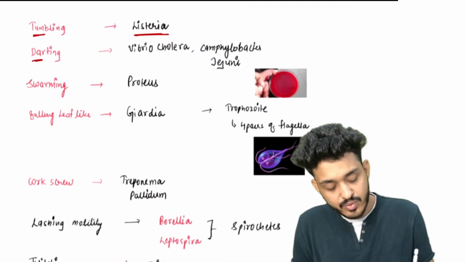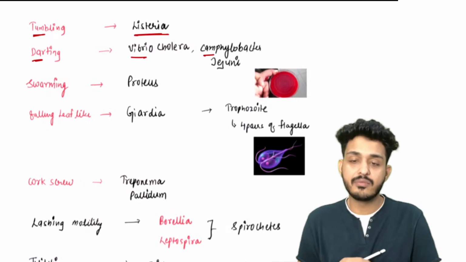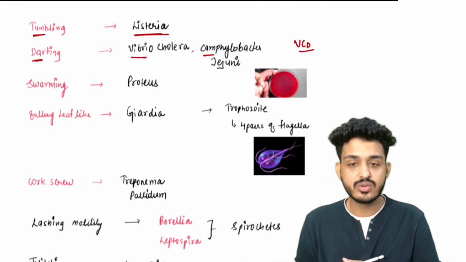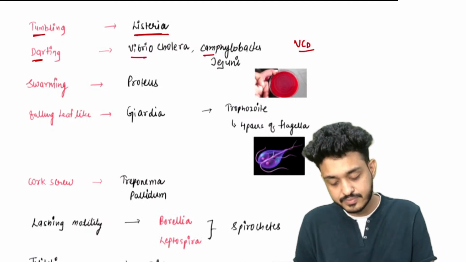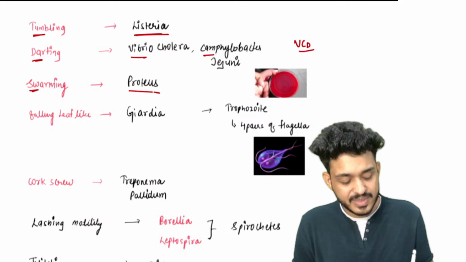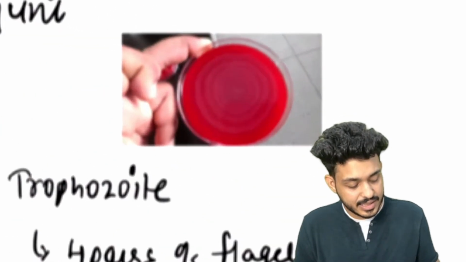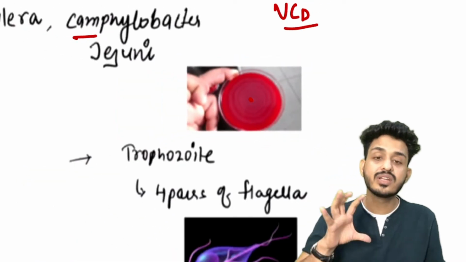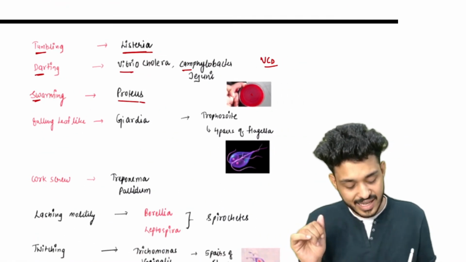Darting motility you will find with Vibrio cholerae and Campylobacter jejuni. We have the mnemonic VCD. So that would be your darting motility. Swarming we will be seeing with Proteus. Look here, this is the swarming motility. What does swarming mean? Spreading all over. Okay, next one we are having falling leaf.